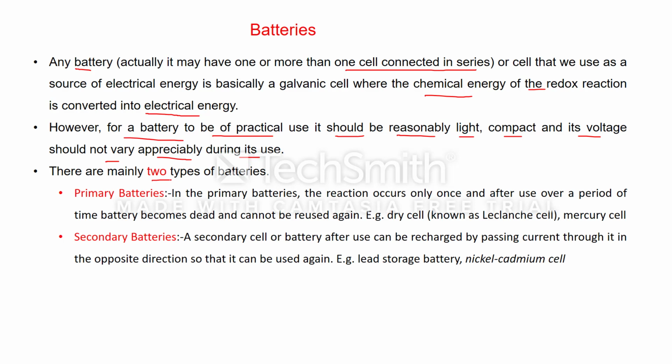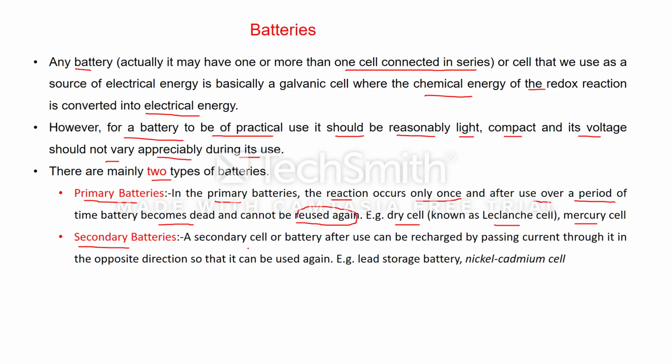Mainly two types of batteries are there. One is the primary battery, another one is the secondary battery. In primary batteries, the reaction occurs only once, and after use, over a period of time, the battery becomes dead and cannot be reused again. For example, a very common example, the dry cell. This is also known as the Leclanche cell, and the mercury cell.